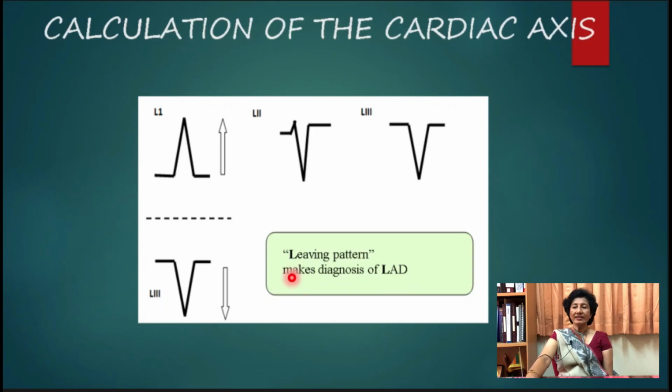The word leave-in starts from the letter L and the left axis deviation again starts with the letter L, so it is easier for you to remember. Therefore, if there is negative polarity in lead 2 with leave-in pattern of vectors in lead 1 and lead 3, you can make the diagnosis of left axis deviation.